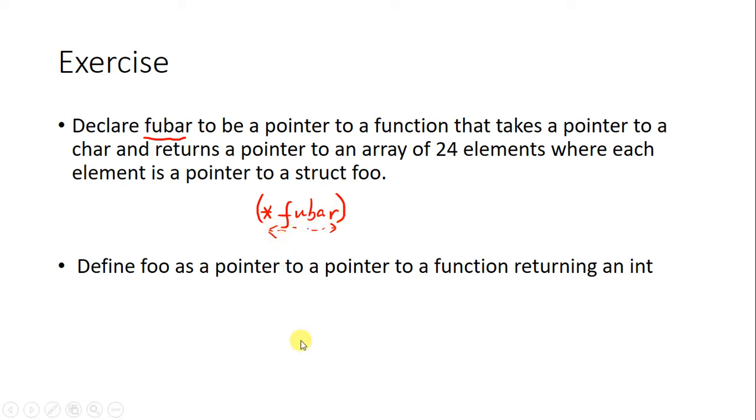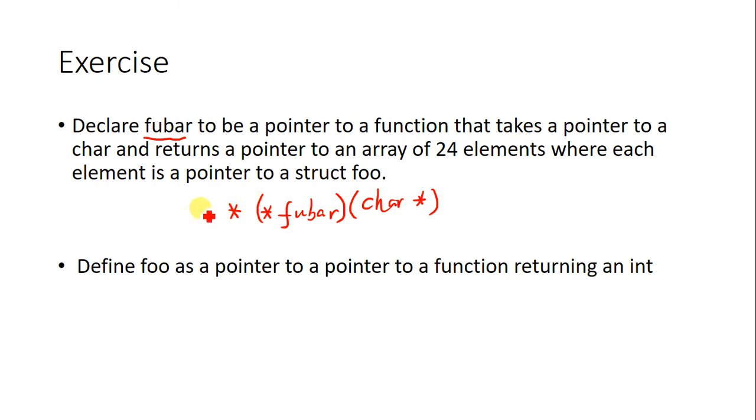Foobar is a pointer, right? So this is how you can verify if your expression makes sense. Foobar is a pointer that points to a function. So this function takes a char, a pointer to a char. So this is the type. Then you go to the left to see, well, what does it return? It returns a pointer.